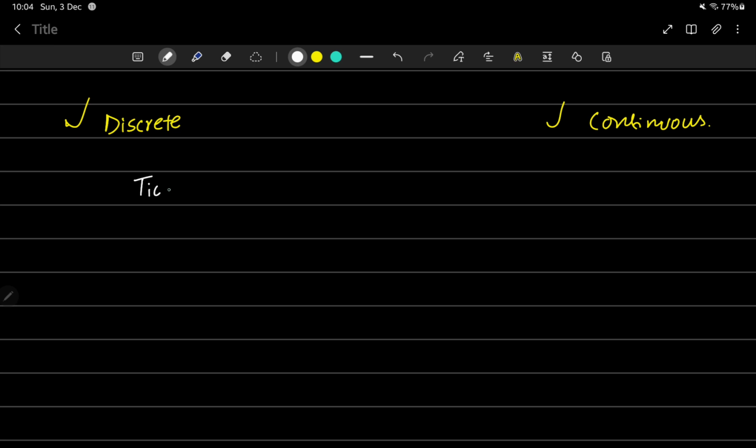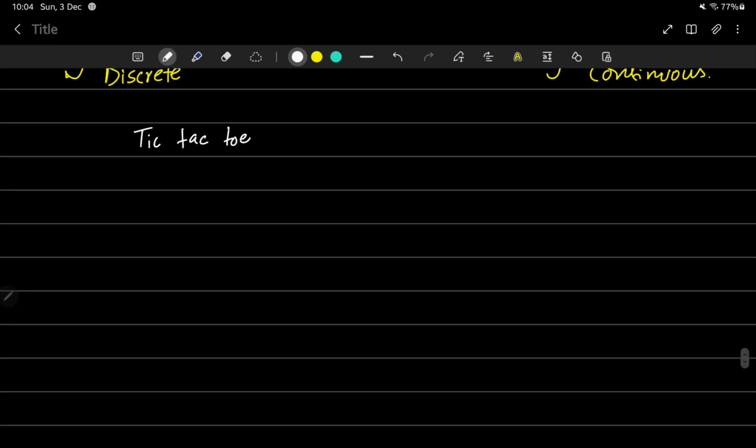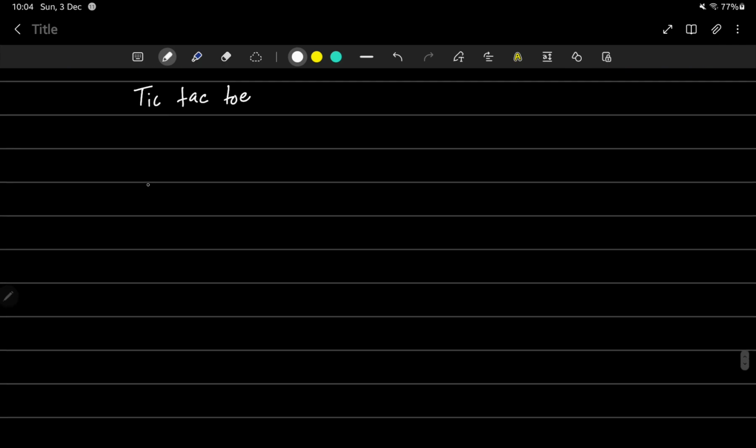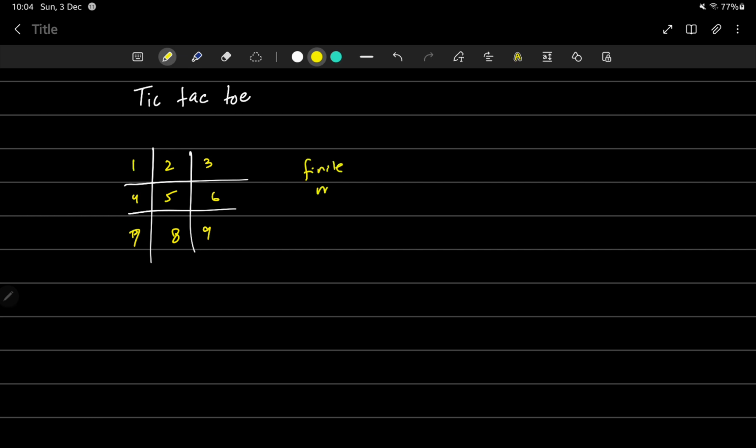So if we take the example of tic-tac-toe and how it is a discrete environment, then you know that there is a finite number of cells in the grid, right? There are how many? There are 9 cells, right? And there is a very finite number of moves as well that you can take. So this is quite a discrete environment, right?